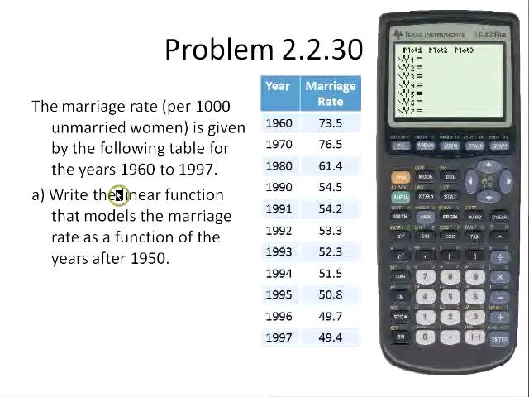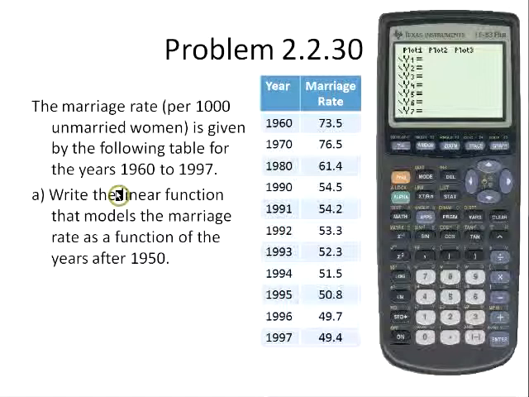We are going to be looking at Chapter 2, Section 2, problem number 30. In this particular problem, it states that the marriage rate per 1,000 unmarried women is given by the following table for the years 1960 to 1997. And so here we have this table that I have reproduced for the years from 1960 to 1997 and the marriage rates per 1,000 unmarried women.